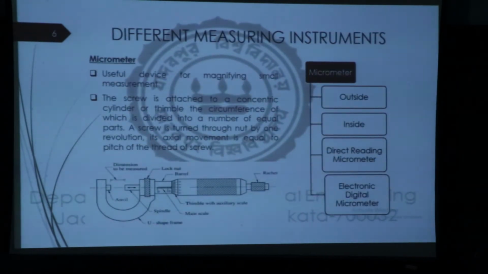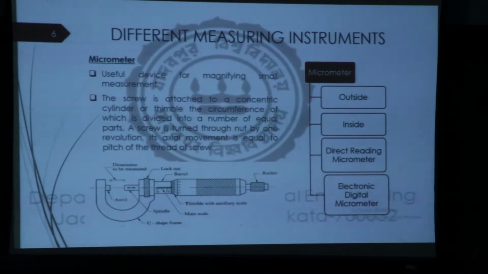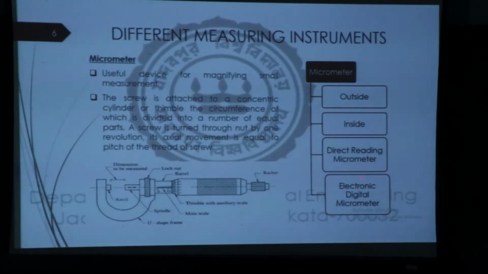Now, different measuring instruments are used in any metrology laboratory. It is not possible to show the whole gamut of instruments, just the very basic instruments that you are going to come across in this laboratory. We have tried to display them here virtually. So, the first thing is the micrometer. Different varieties of micrometer are there: outside, inside, direct, electronic digital micrometer, etc.